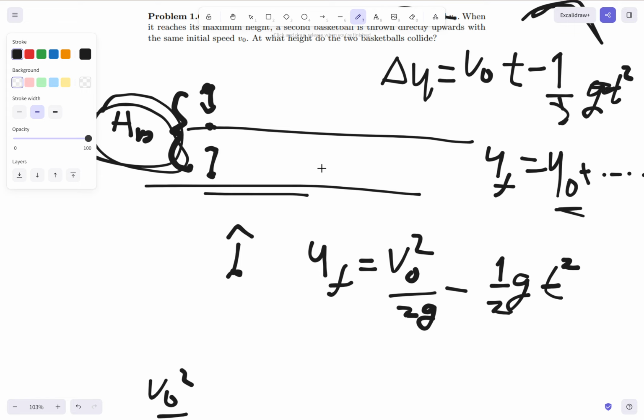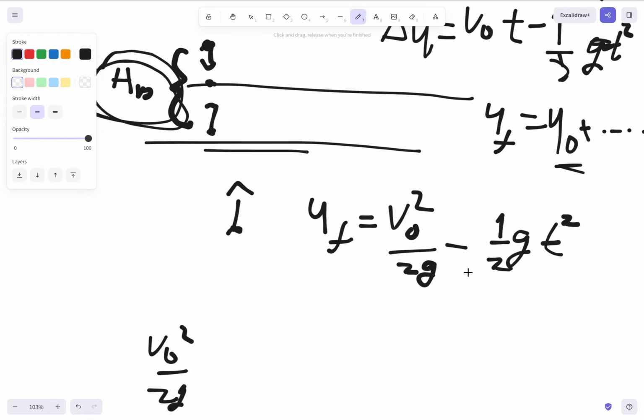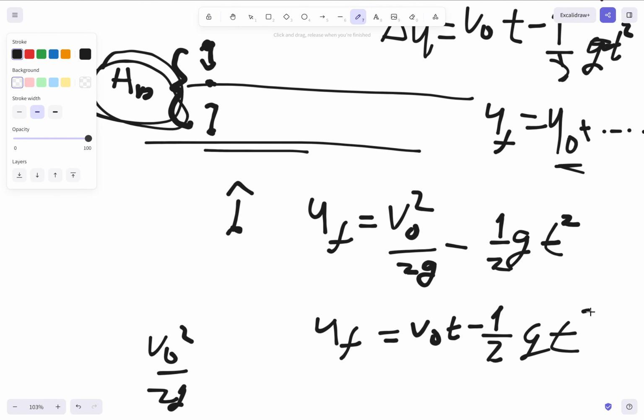Look, from this equation, you'll notice there's no velocity term. The reason is that at the maximum height, the ball goes up and goes down, and at literally the peak, V equals 0. There's only one vector going down, and that's gravity, which is always going down. So that's going to be the equation for this ball. And for this ball, Y F equals V O T minus 1/2 G T squared.